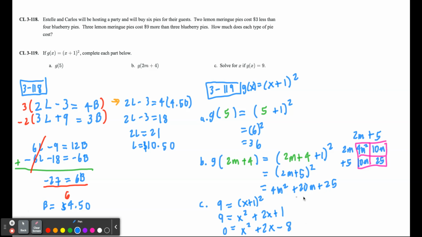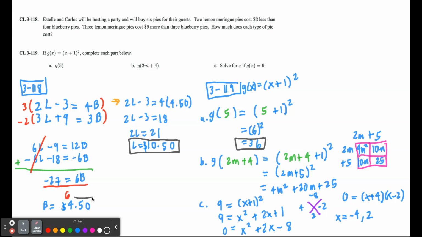Just kidding, it does factor. So you get two numbers that multiply to -8 and add to 2 are 4 and -2. So this factors to x plus 4 and x minus 2. So your answers are the opposites of these, what makes them 0. So -4 and 2. Here's the answer there. Forgot to box my answers. There you have it.